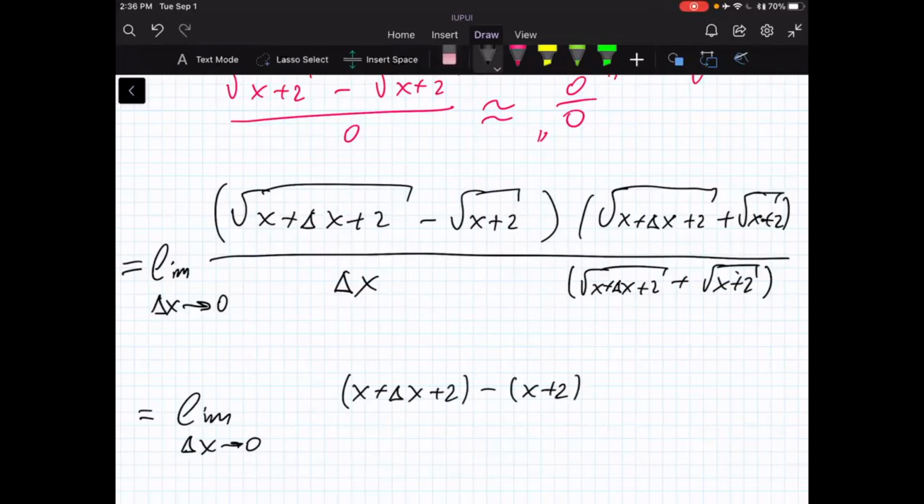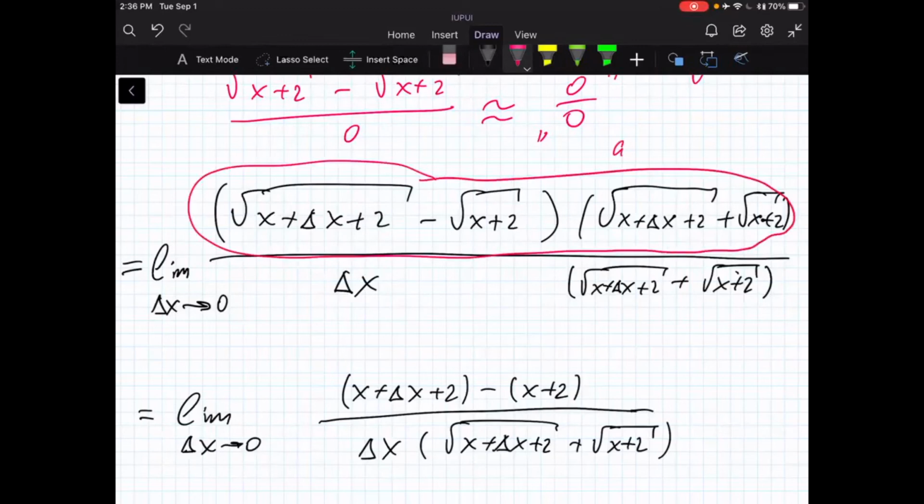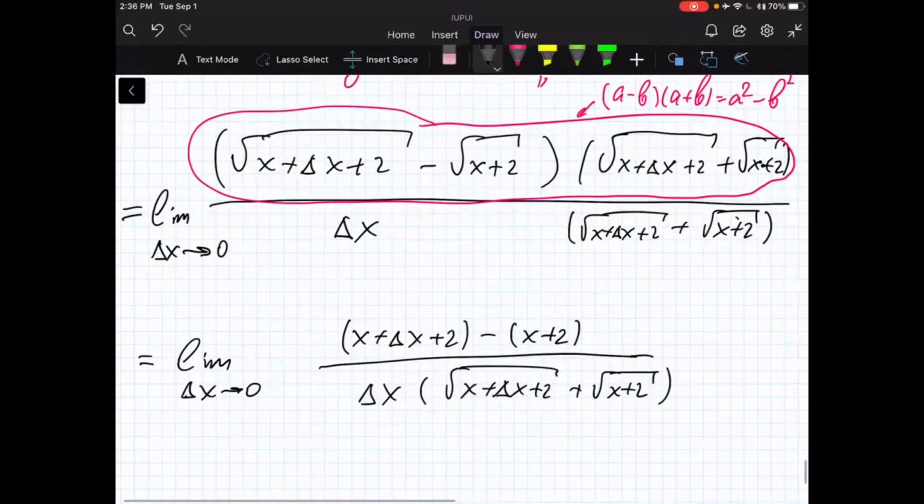And I have delta x, and I have x plus delta x plus 2, and I have plus x plus 2. So I get this one, right? Because that's what we discussed last time. This is a minus b times a plus b is equal to a square minus b square. And now I see some cancellations. So x cancels x, 2 and 2.